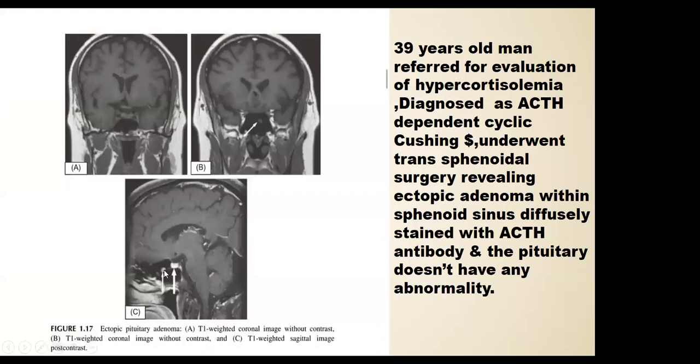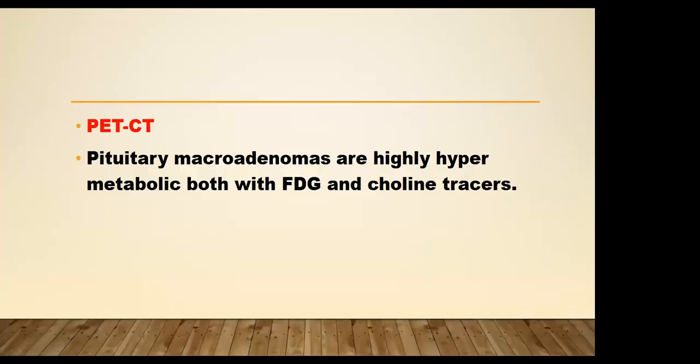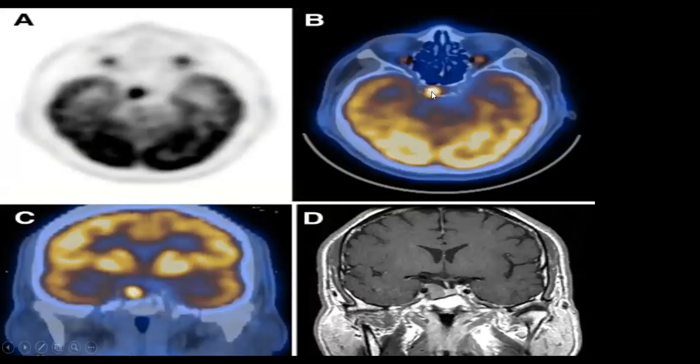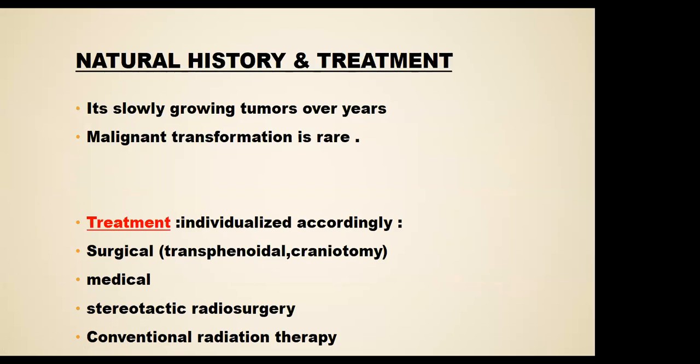Regarding the PET-CT, macroadenomas are hypermetabolic, with both fluorodeoxyglucose and the choline tracer. As you see here, this is the macroadenoma. It is a slowly growing tumor over years, and malignant transformation of the adenoma is rare. The treatment is individualized accordingly: surgical treatment, transsphenoidal, and craniotomy in case of large tumor, medical therapy for the microadenoma, stereotactic radiosurgery, and conventional radiation therapy for decreasing the size of the tumor.